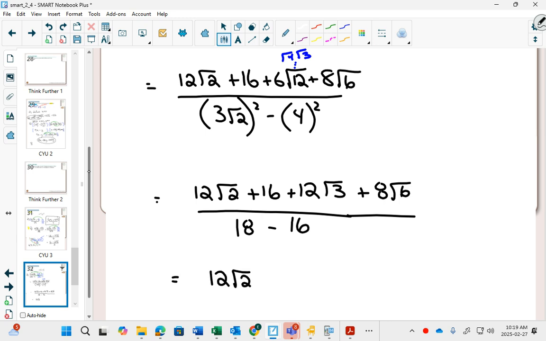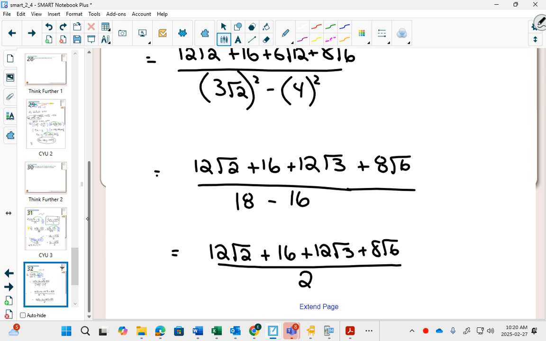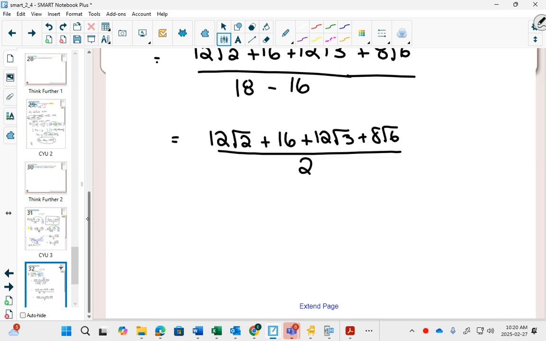Now I have 12 root 2 plus 16 plus 12 root 3 plus 8 root 6. And the bottom, 18 minus 6, is 2. My square roots are all simplified. The last thing I need to check, I'm dividing by 2. Is there something that divides every single thing in the top with the number that's on the bottom? Can you see that everything can be divided by 2?